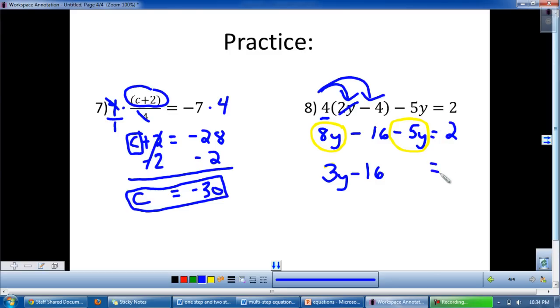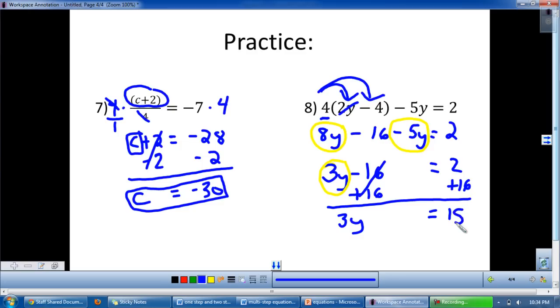Bring down the equal sign, bring down the 2. Now we have a two-step equation. Circle the term with the variable. Find the reverse operation for subtracting 16. That's adding 16 to both sides. Bring down 3y. These two cancel out because they add to equal 0. Bring down the equal sign. 2 plus 16, that's 18.